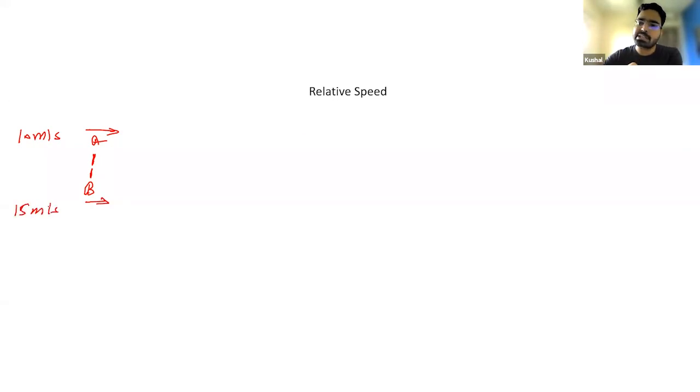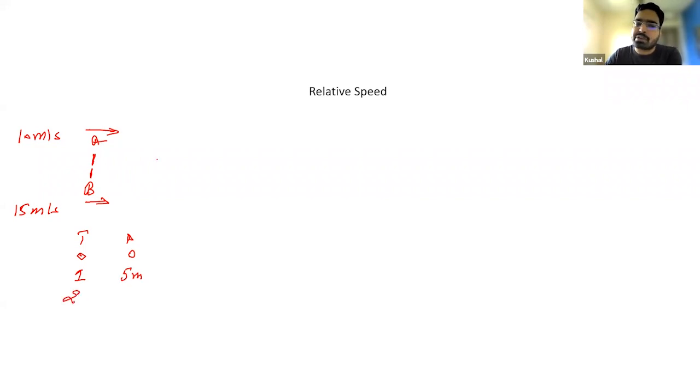Now, both starting at the same point, same time. That means at time period 0 seconds, the distance between the two of them was 0 meters. After 1 second, what will happen? A would have traveled 10 meters, but B would have traveled 15 meters. That means the distance between the two of them would have become what? 5 meters.